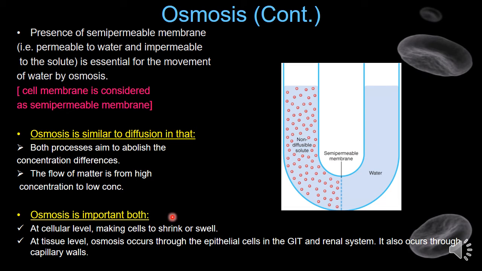Water movement through the cell membrane is very important because at the cellular level, the cell either shrinks or swells by movement of water. And at the tissue level, osmosis is needed for movement of water through the membrane of the gastrointestinal tract and renal system. And also, it occurs through the capillary wall.